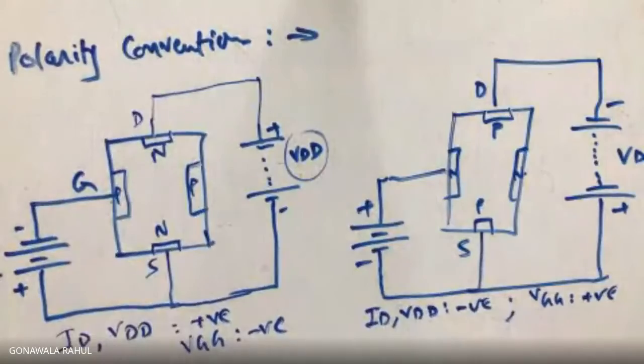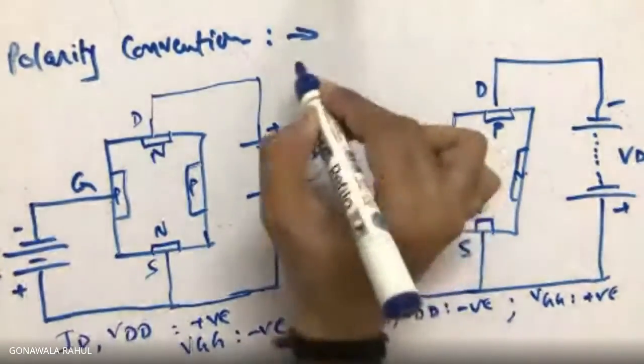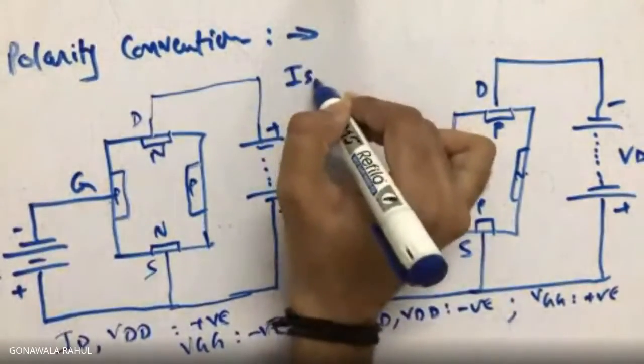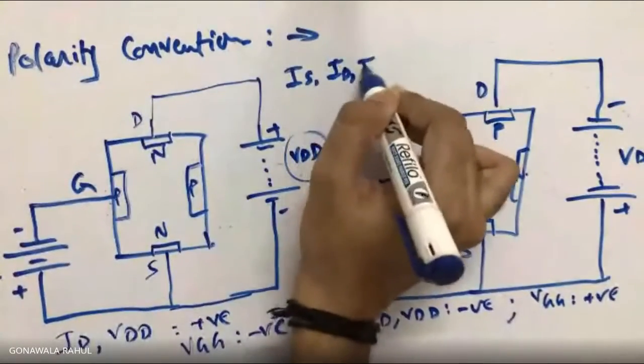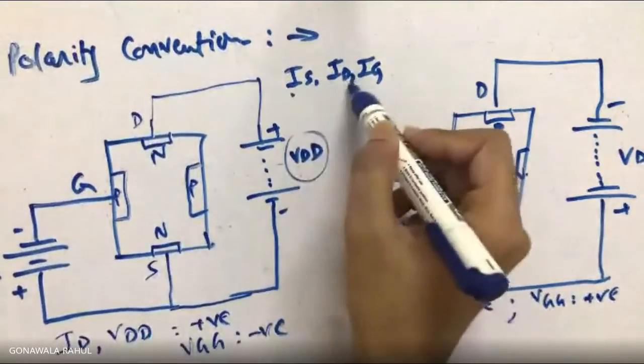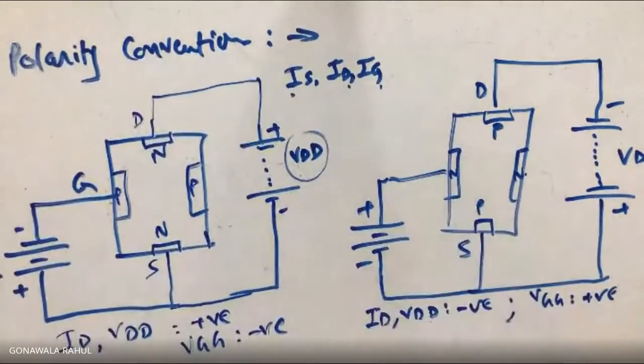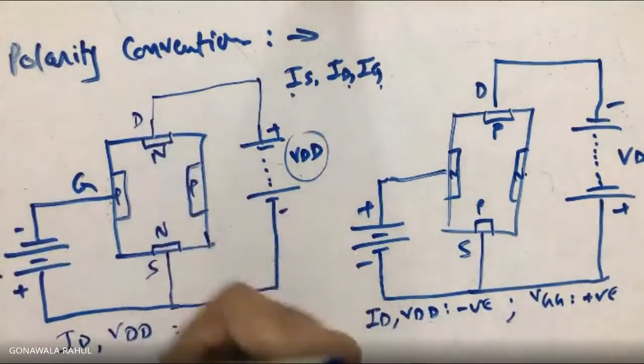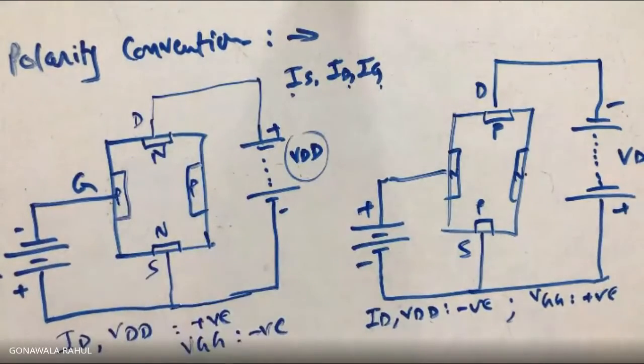Assuming the directions of source current, drain current, and gate current are entering into JFET. Drain and source terminals are interchangeable. This is the important thing about JFET, that drain and source are interchangeable. That is, either end can be used as a source and the other end can be used as a drain.